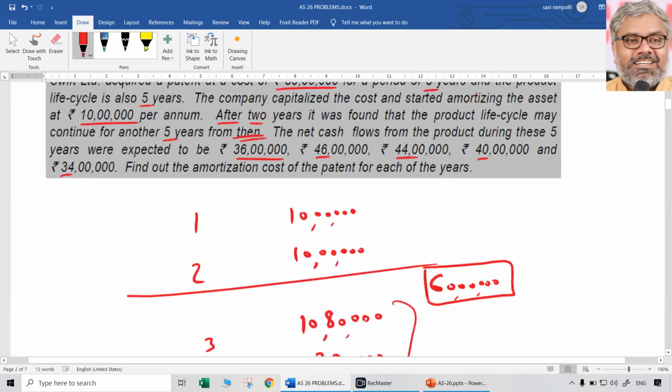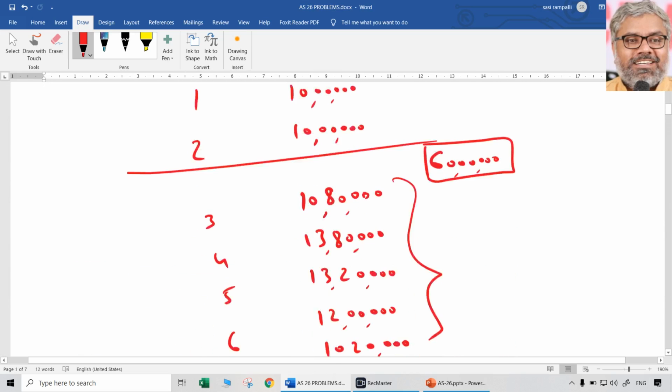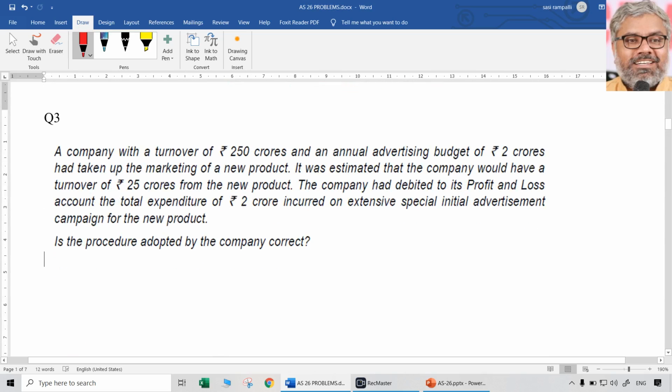Similar questions can be expected in the exams. A lot of times, more or less the same type of questions were asked from AS26. Then question number 3, once again, is a case-based question.